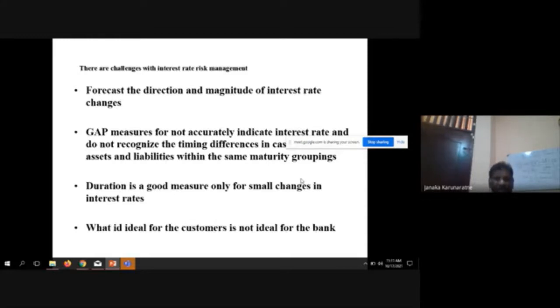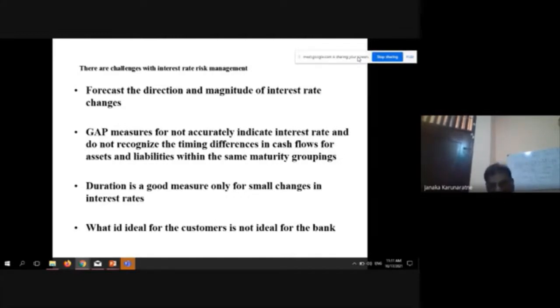Gap measures do not accurately indicate interest rate risk and do not recognize timing differences. This is again, as I explained to you at the beginning, the timing differences are not recognized in the gap analysis for assets and liabilities within the same bucket. So that's why it is better to have shorter gaps, not very lengthy gaps, because I showed you an example where you have a very lengthy gap. For example, if you take a gap of 6 months, within that 6 months there may be significant changes in cash flow difference, which you may not detect. Within the next 10 days, there may be a significant difference, so you don't capture that. And if you don't capture that, you will be in real trouble if you don't manage it properly. So shorter gaps would be ideal, which solve this problem.